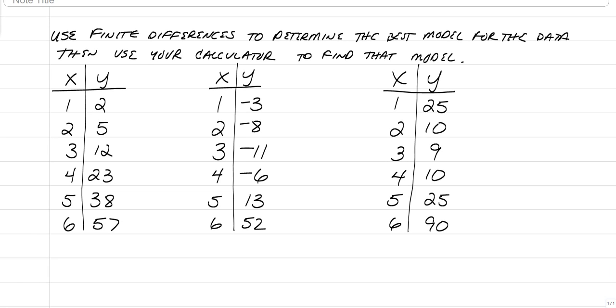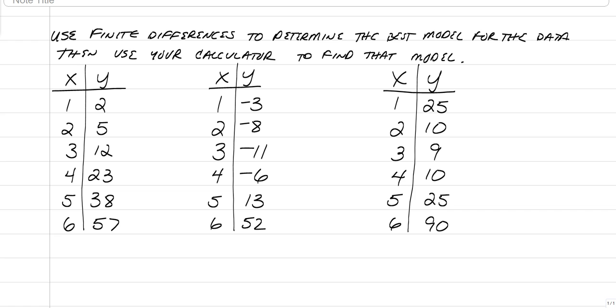You have to use finite differences to determine what the best model for the data is. So you're probably wondering, what is a finite set of differences? Well, just to make it simple, I made all of my x's increase by 1. If I were to jump up by 2 and then 3 and all sorts of stuff, then it would be a little bit more complicated. But what you want to do is make sure that you have a set of numbers that's very easy to work with. So 1, 2, 3, 4, 5, 6 for all of them.